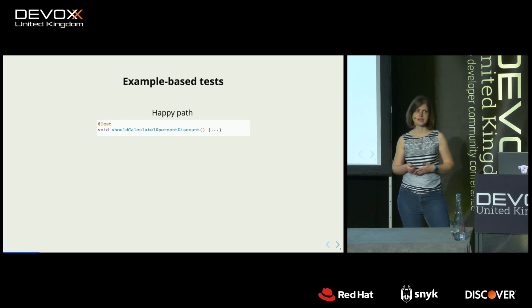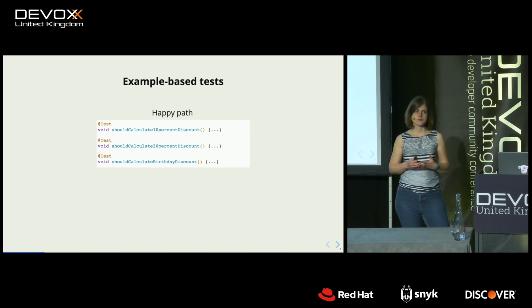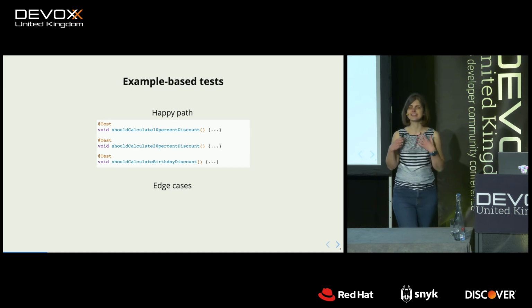So 10%. And similarly, I would prepare a similar test case for 20% discount. So an instance of customer who has joined 2 years ago and the discount is 20% for them. And a similar test case for birthday discount, an instance of customer who has joined maybe just now, but it's their birthday today, so they get a 30% discount. So those 3 test cases cover our business logic quite well, but we know that's not enough. We need to have the edge cases.